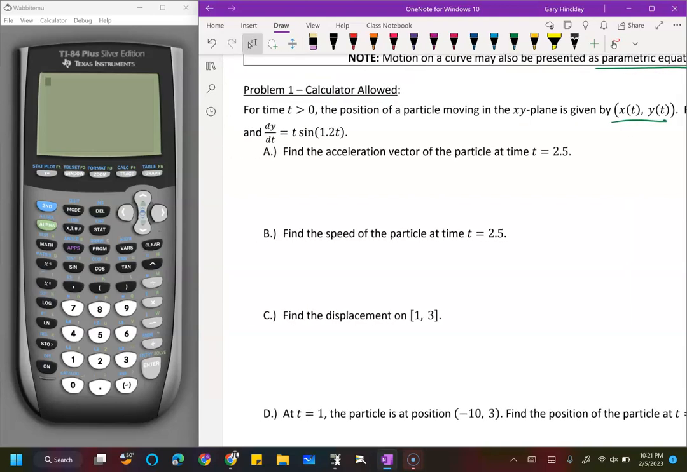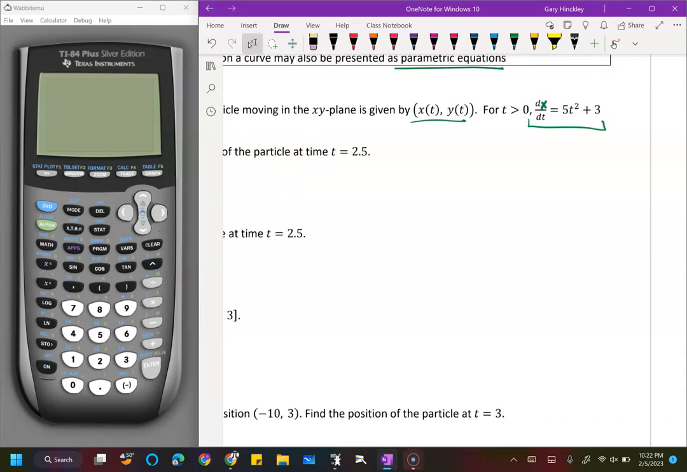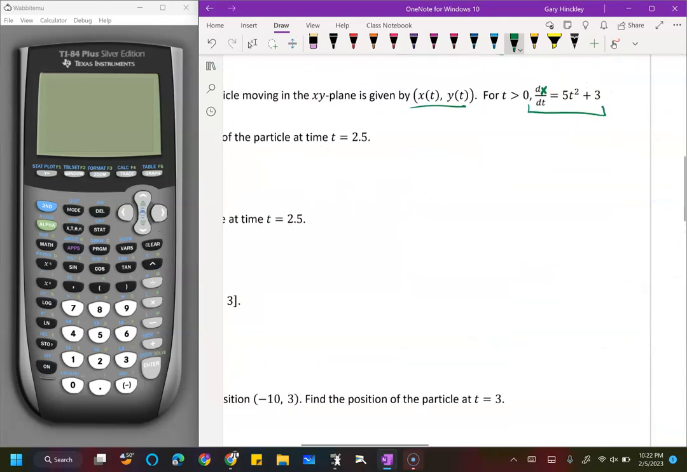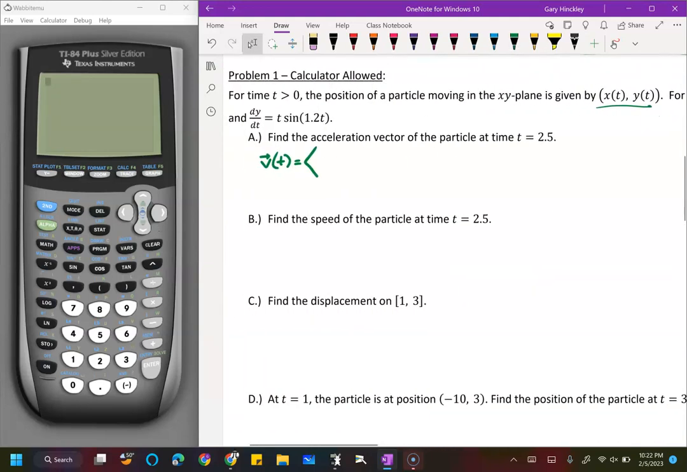So we want to find the acceleration vector of the particle. Well, we're given actually our velocity vector right there. So our velocity vector would be exactly what I have here, because remember, our velocity vector is the derivatives of our position. So that'd be 5t squared plus 3, comma, and then t sine of 1.2t.